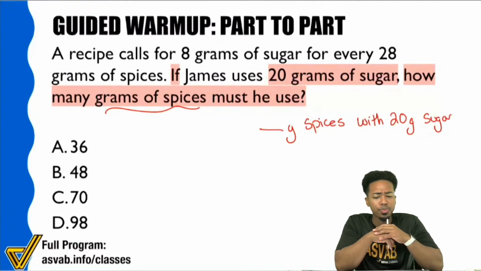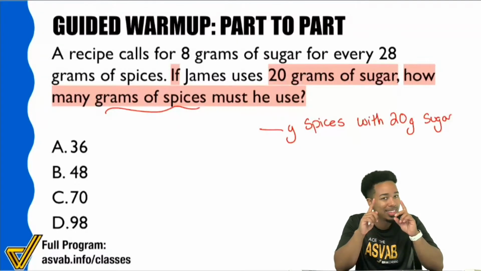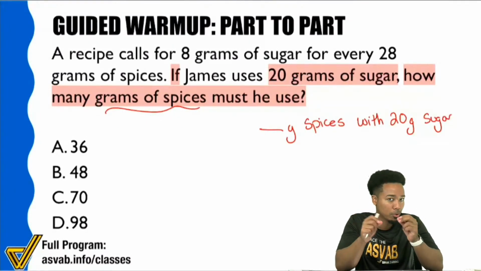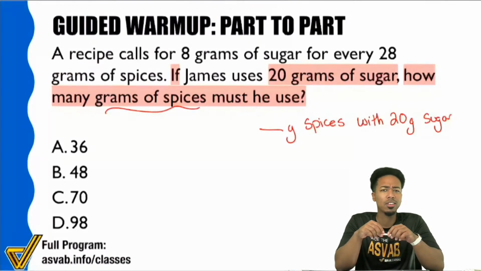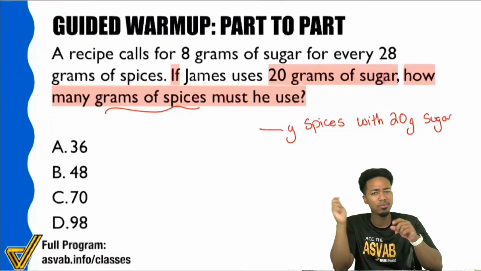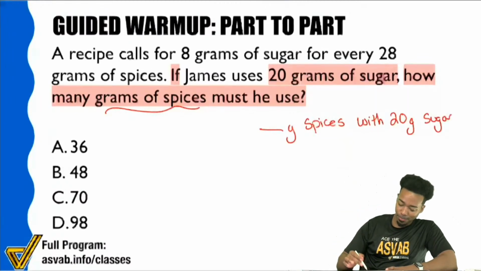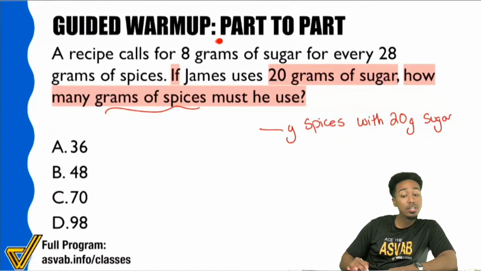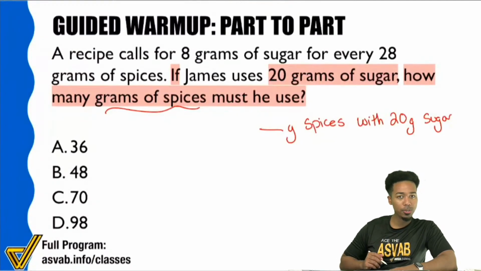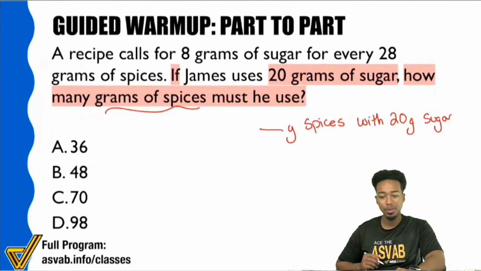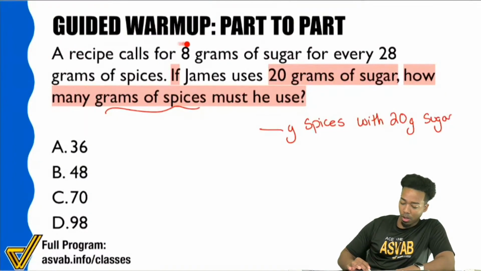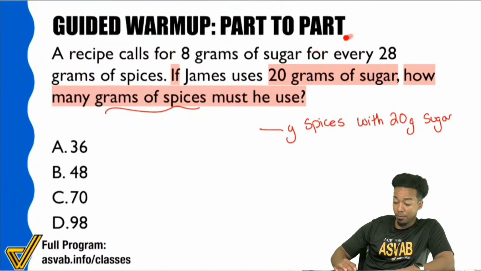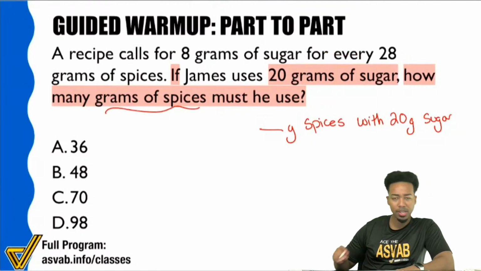Number 2, let's write down the information. And this is where you're going to see how to tell when you're dealing with a proportion problem. I think that's the biggest question of the day. How do you know when you're dealing with a proportion question? Watch. The first sentence reads, a recipe calls for 8 grams of sugar for every 28 grams of spices. My party people, let me know if you saw what just happened. Let me read that again for you. A recipe calls for 8 grams of sugar for every 28 grams of spices.